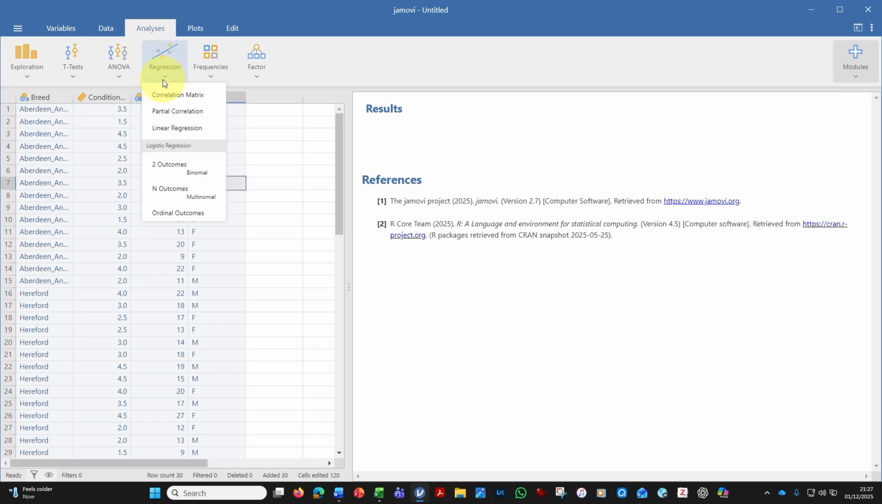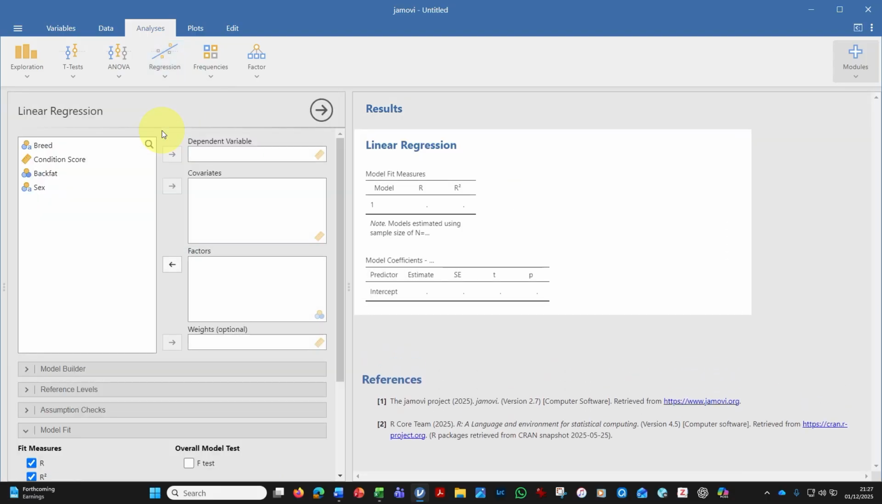So let's go to regression, and we're going to do the linear regression because this is all based on straight lines here. So we're trying to predict back fat. That makes it the dependent variable. So I put back fat here.